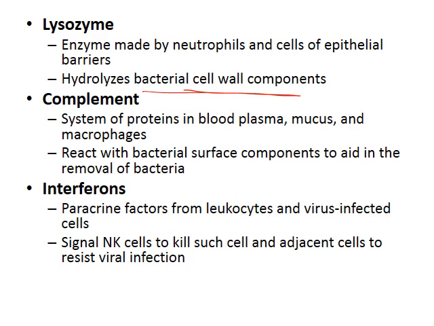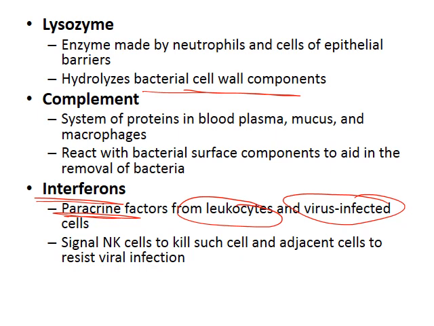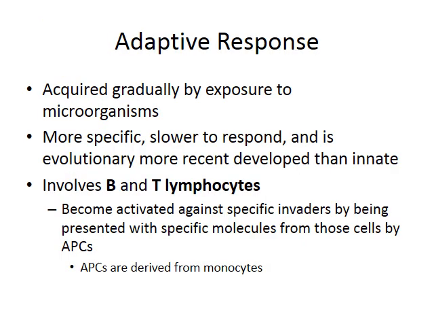And then we have interferons. These are paracrine factors, so if you remember, this is going to affect cells that are local to where it's being released, and they're going to be released from leukocytes as well as virus-infected cells. Now, if your cells get infected with a virus, they're going to release these interferons to assist in removing the cells that are infected before they can release a bunch of new viruses. And what this does is actually signals NK cells to kill these cells and anything close to them to help resist any more infection. So that's the innate immune system response.